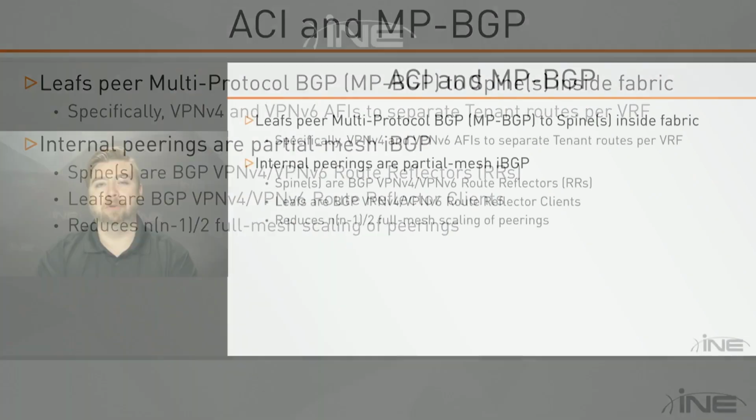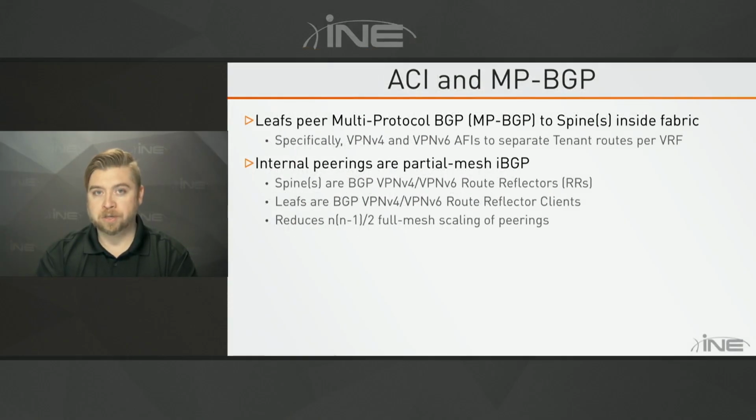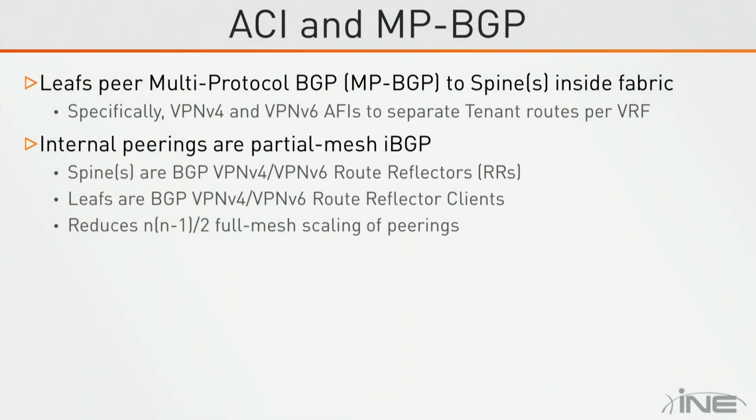So let's say, for example, that we had 100 leaf switches and we want to exchange all the customer information. If we're running internal BGP, the normal restriction of iBGP is that you have to have a full mesh of peerings in order to advertise all the routes between the devices. And the end result of that is a scaling issue that you run into, which is described by n times (n minus 1) over 2.